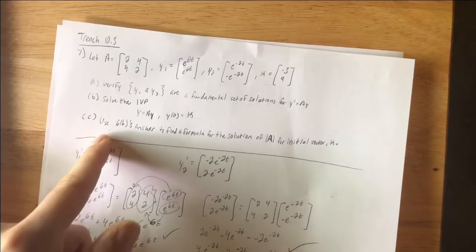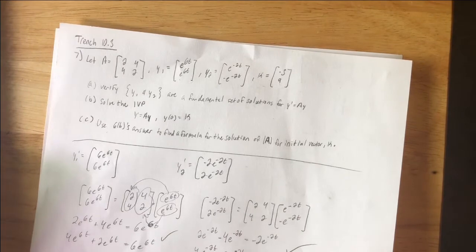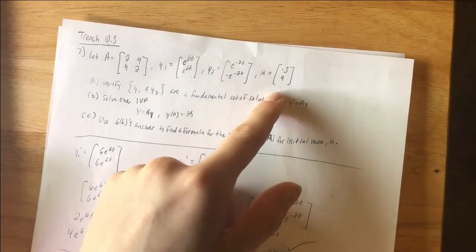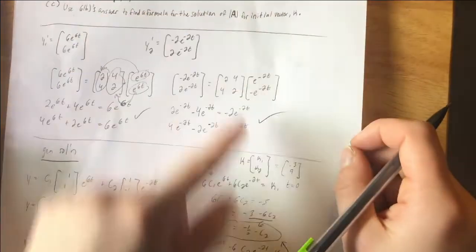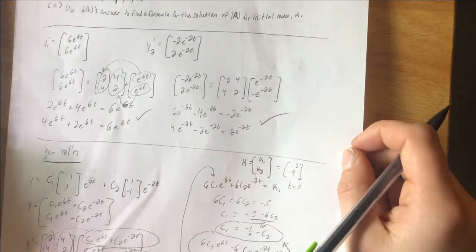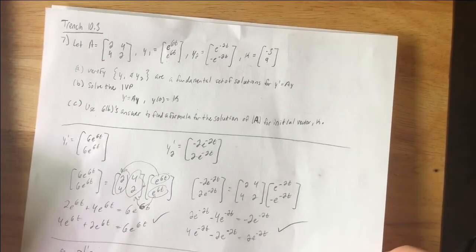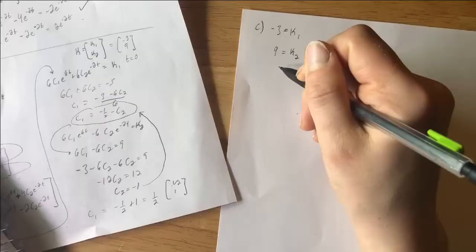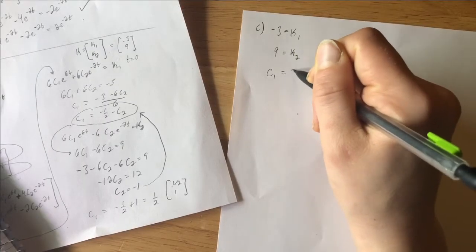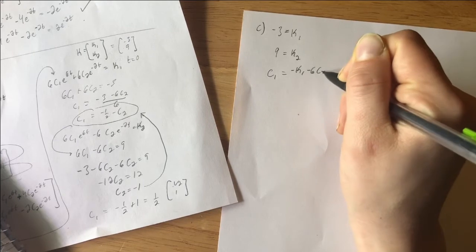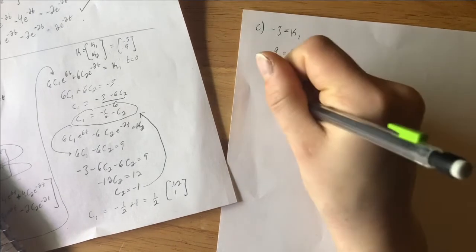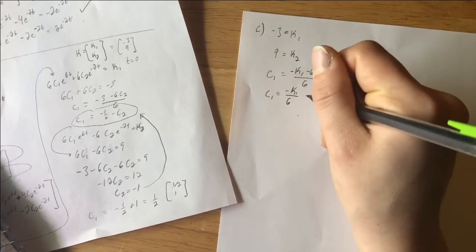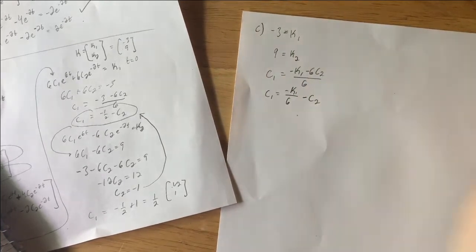So we know that for question C, it asked us to use the last answer to find a formula with any kind of arbitrary k. Even though these have values, we're going to be using the k1 and k2 notation like I used down here. That just makes it a little clearer to be able to understand what process we're actually doing. So if we had c1 equal to -k1 minus 6c2 over 6, that's going to reduce down to -1, or we'll just keep k1 over 6 minus c2.